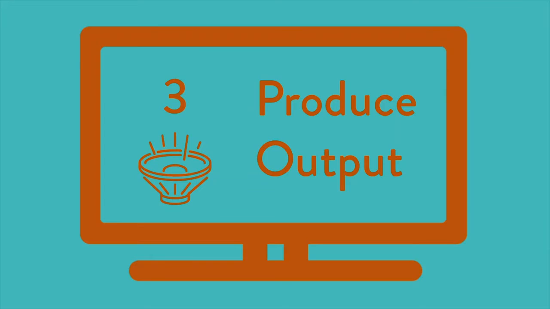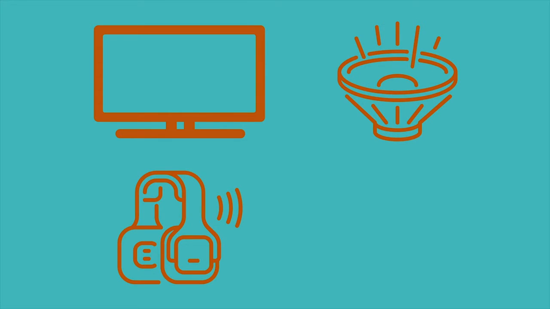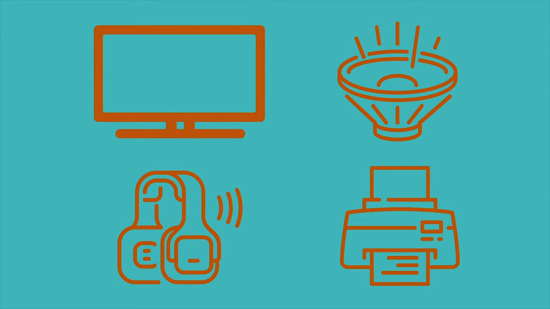Finally, a computer system needs a way to share the result of its information processing with the outside world, known as producing output. As with input devices, you're already familiar with many of the ways computer systems share output. Screens, sound-producing devices like headphones and speakers, and printers are all examples of output devices.